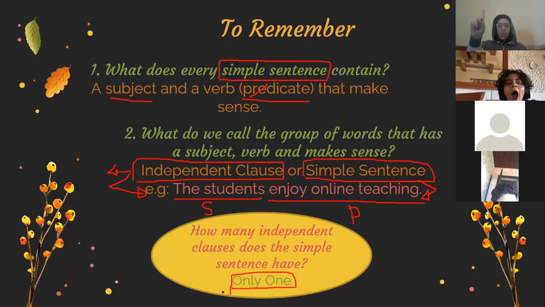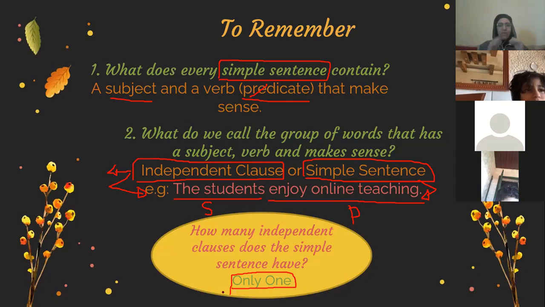One independent clause equals one simple sentence. So when I say I have one independent clause, this means that I have one simple sentence. I have one subject, one predicate, and one idea, then it makes a simple sentence or an independent clause. Okay. Again, I repeat in brief.